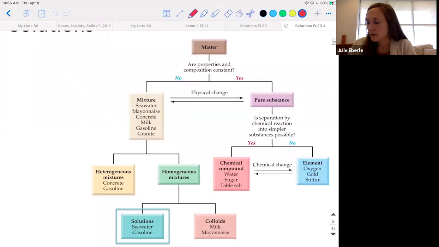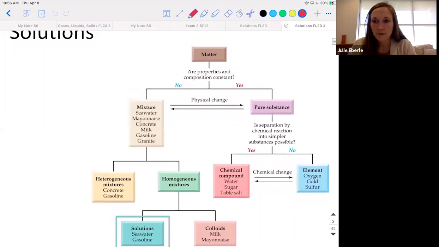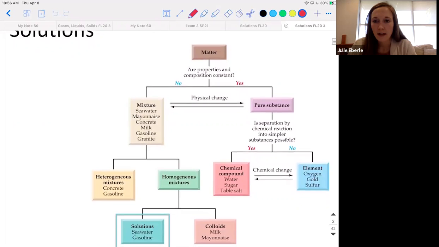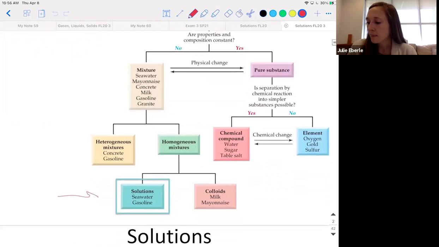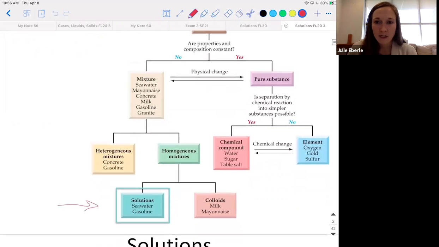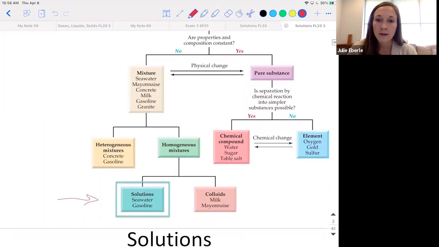You guys should actually recognize this chart from the very beginning of class, early on in the semester, when we were talking about how to classify matter as a mixture or as a pure substance. We looked at this chart. So solutions are way down here at the bottom. They are a type of mixture. There's multiple things in a solution. It's a homogeneous mixture, not a heterogeneous mixture, homogeneous. So that means things are mixed evenly.